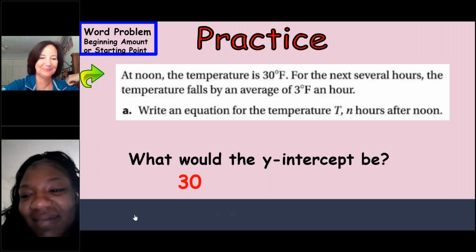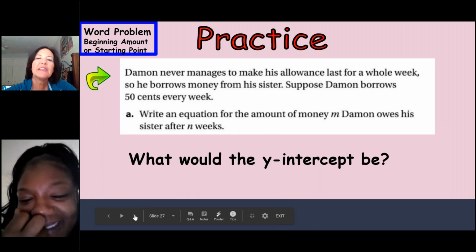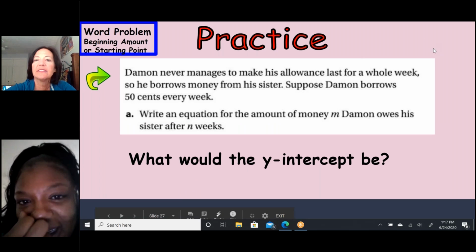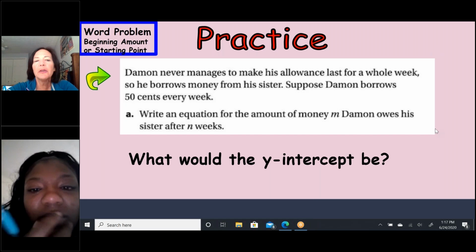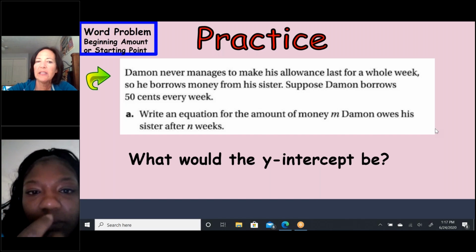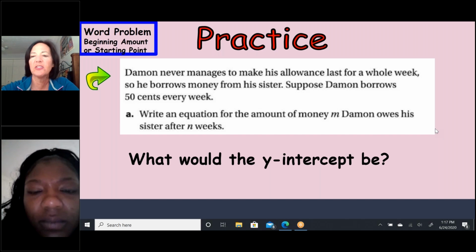You're doing great. Damon never manages to make his allowance last for a whole week, so he borrows money from his sister. Suppose Damon borrows 50 cents every week. Write an equation for the amount of money that Damon owes his sister after n weeks. And we're not writing the equation yet. We'll do that in a little while.